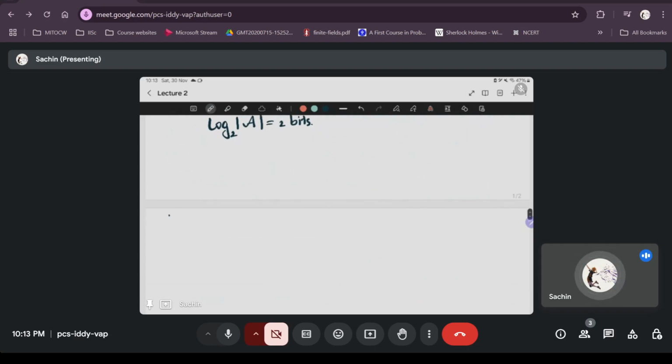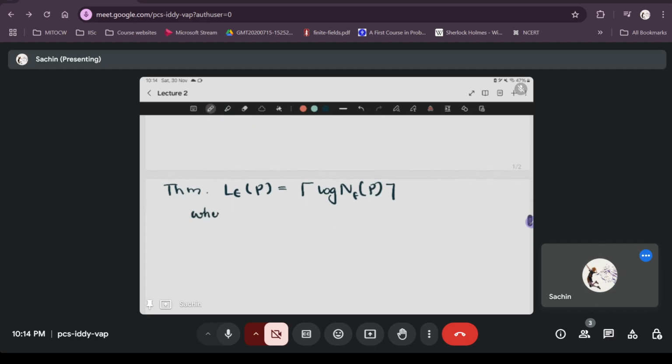So the next theorem will tell you how you would go about a proper procedure for doing that. The theorem says that this quantity L epsilon of P is equal to the ceiling of log of n epsilon of P, where this quantity n epsilon of P is defined as the minimum of L such that the sum of P of i, for i going from 1 to L, is greater than or equal to 1 minus epsilon.